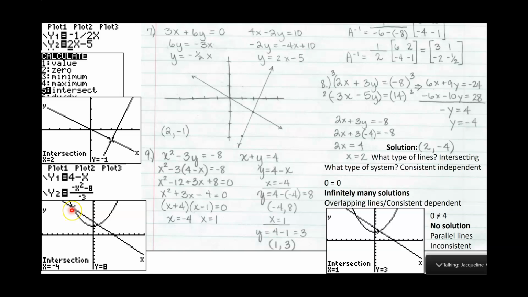So if I guess closer to this one, it'll give me this point. If I guess closer to this one, it'll give me this point. So you can see it gives me those same 2 points of intersection that we just got. Okay? Questions. All right, look at number 10.